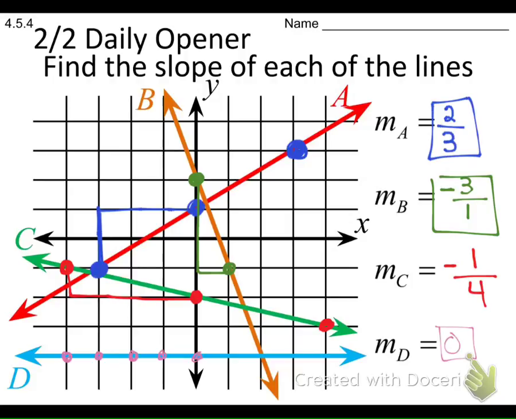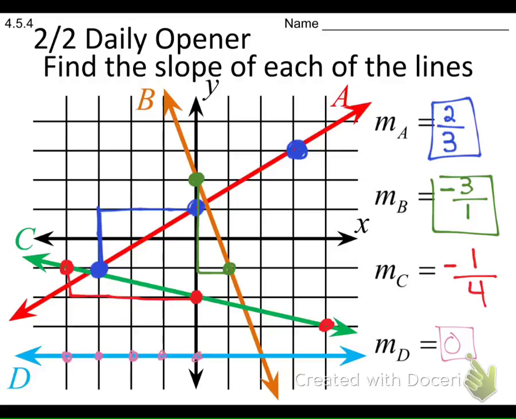That's your final answer. Now, what if I took line D and I rotated it so it was just a straight up vertical line? It went straight up and down. Undefined, right. So if I took that line D from the horizontal and turned it so it was straight up and down vertical, then that would be undefined.